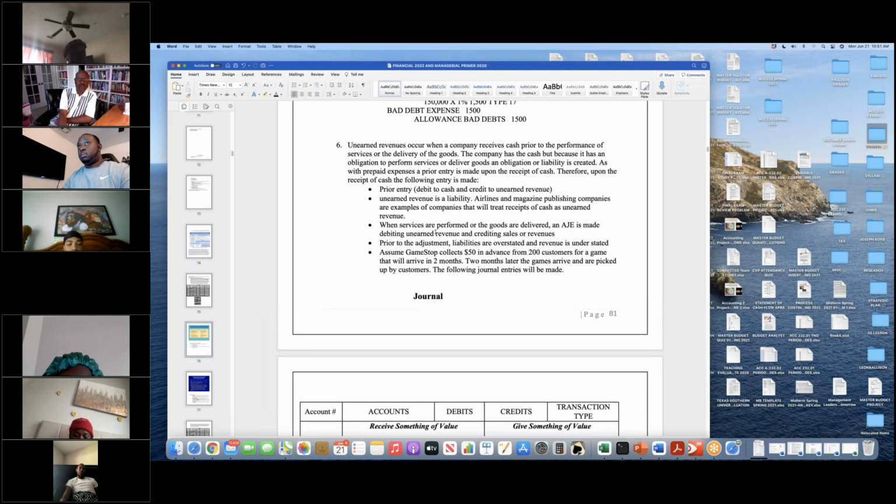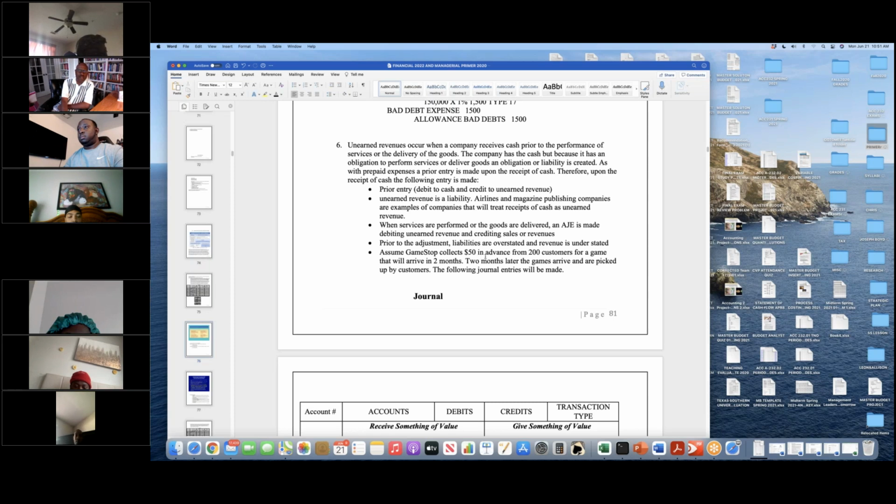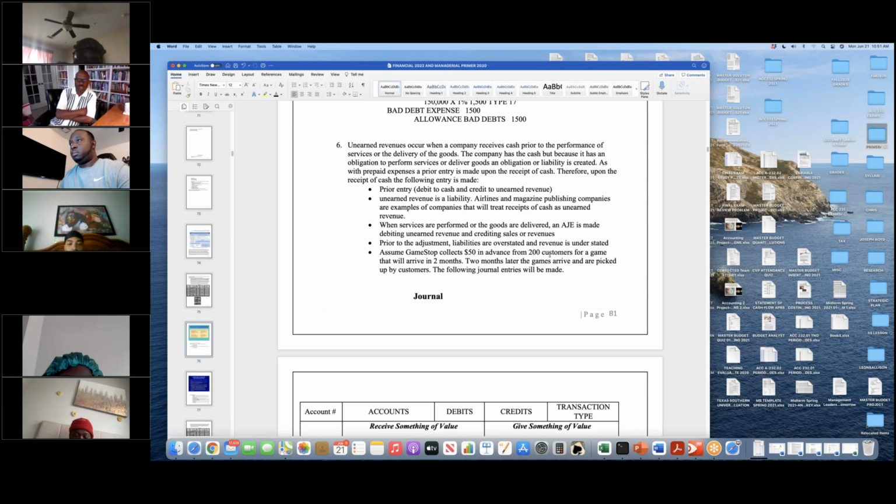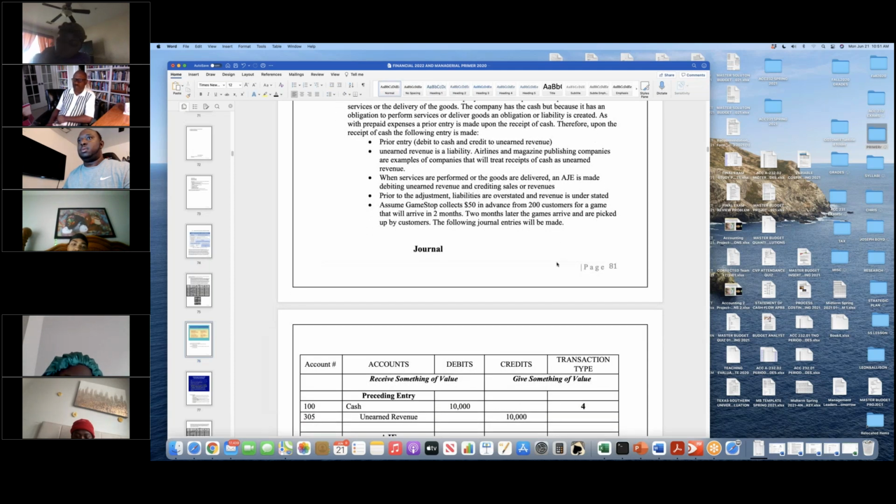So let's assume GameStop collects $50 in advance from 200 customers. These people want this game, they've got to have it. Only 200 are coming into the store, and so 200 people go in and pay $50 each. Well, GameStop's very happy. They got their money in advance. So how much money does GameStop have? What's 50 times 200? They've got $10,000, because you've got to have this game.